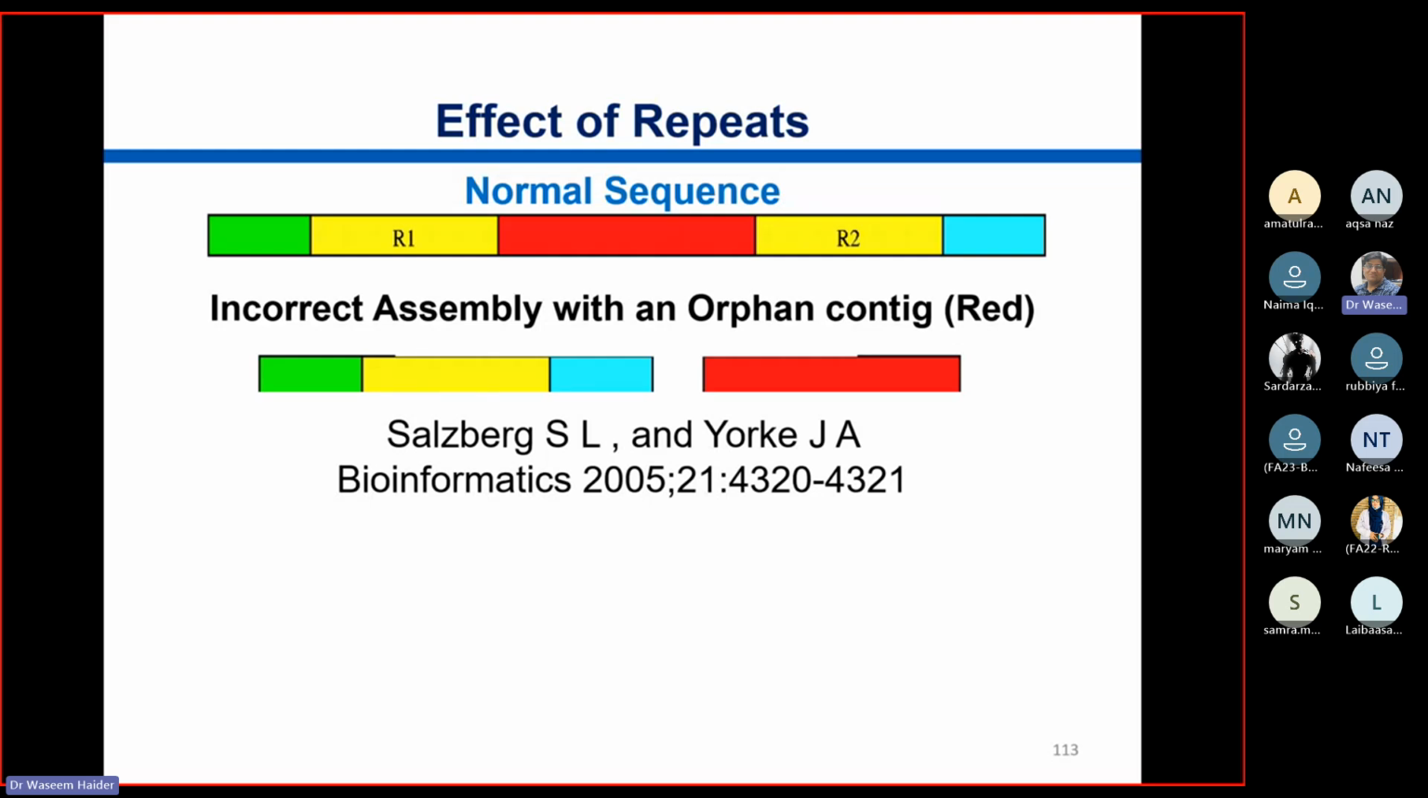Another problem that happens in assemblies is repeats. Sometimes it happens that regions R1 and R2 are merged together as one copy, right? And this portion comes out as an orphan contig.